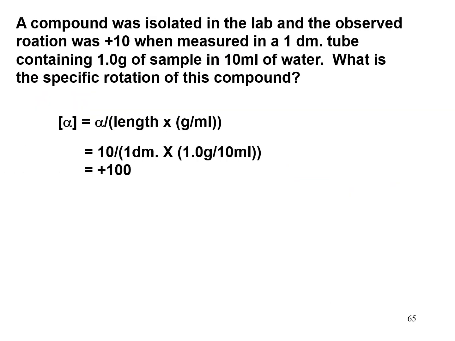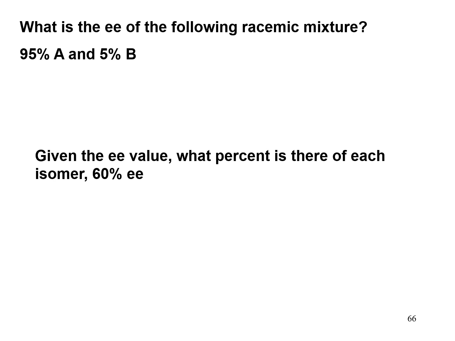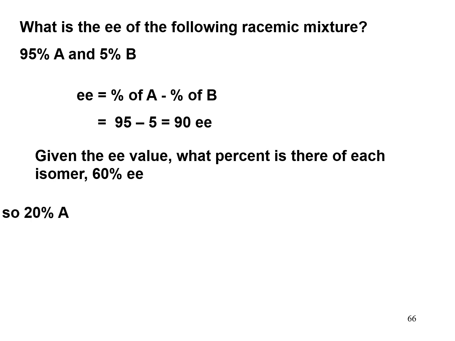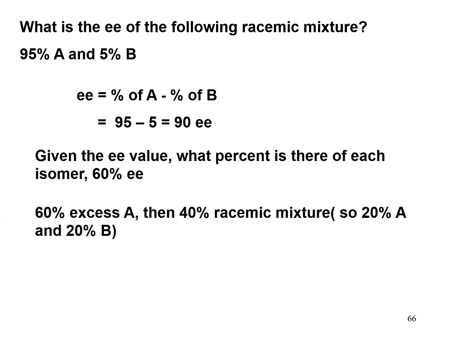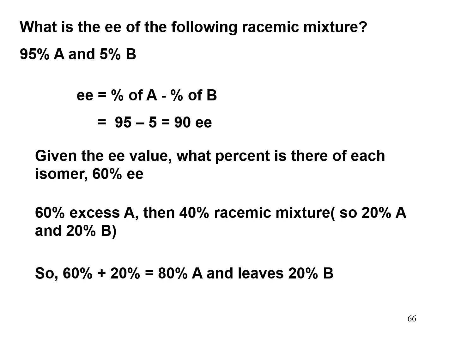Calculate the specific rotation by simply using the formula, taking the given parameters. What is the enantiomeric excess of the following mixture, which has 95% of A and 5% of B? Therefore, A minus B, that is 90%. Given the enantiomeric excess, what percent of each isomer is there? There is 60% excess A and 40% racemic mixture. So 20% of A and 20% of B are there. So you have to add 60 plus 20, that's 80% A, and the rest is 20% for B.